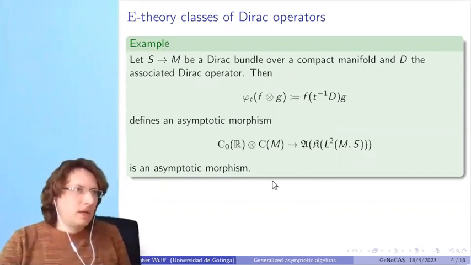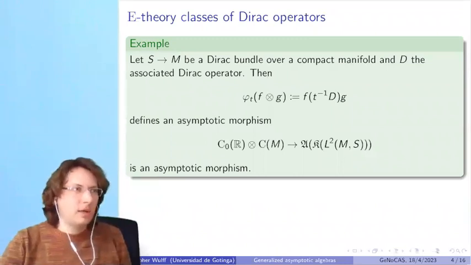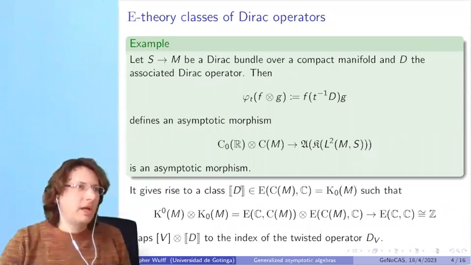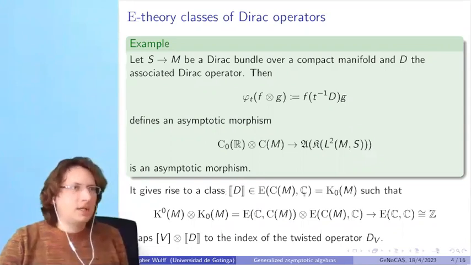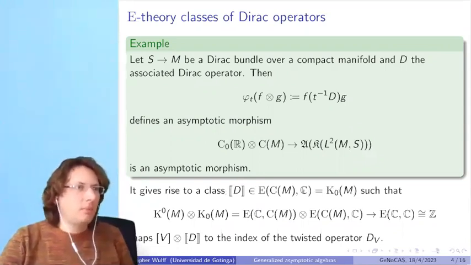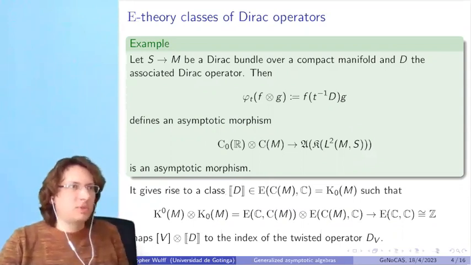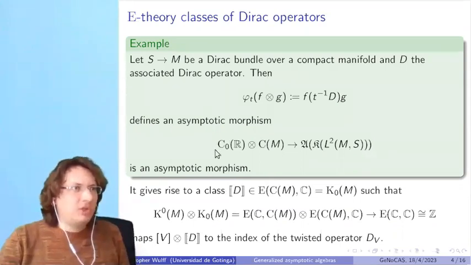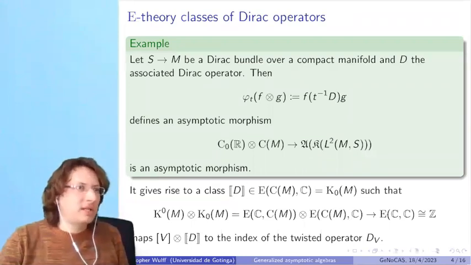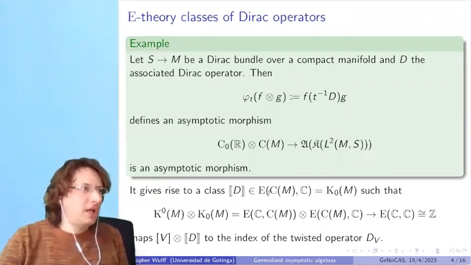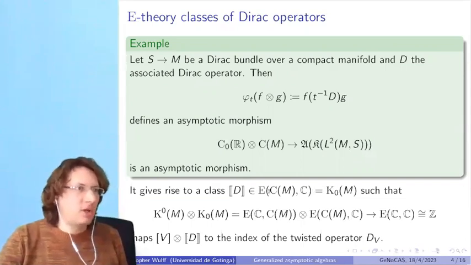And an asymptotic morphism like this is very useful for doing index theory. For example, Dirac operators always have K-homology classes. And in this picture, the K-homology is simply the E-theory of C(M), C. I haven't told you yet how E-theory is defined, but I just said it's modeled on asymptotic morphisms. Essentially, this asymptotic morphism now defines a class in this E-theory group, in this K-homology, and that's the fundamental class of the operator D.